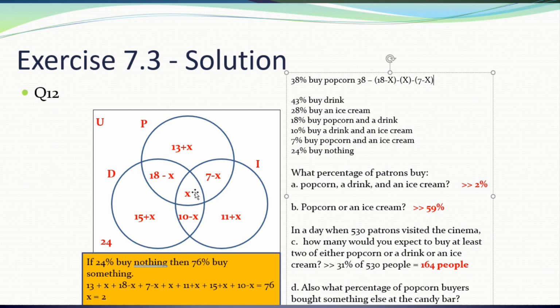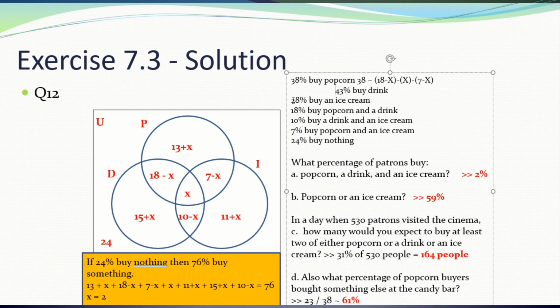38 minus all this will give you this. You understand? 38 minus this and this will give you 13 plus x. You get it or not, what I'm saying here? Alright, so we're going to do the same thing here.